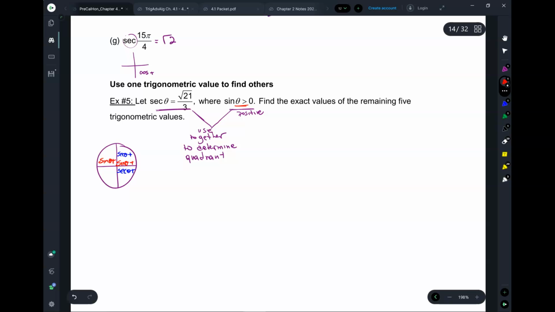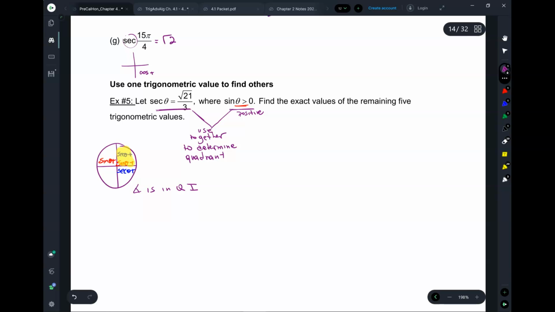Are you saying that there could be an instance where it's like a negative 0? No, greater than 0 means positive. Less than 0 means negative. Okay, so the angle is in quadrant 1.